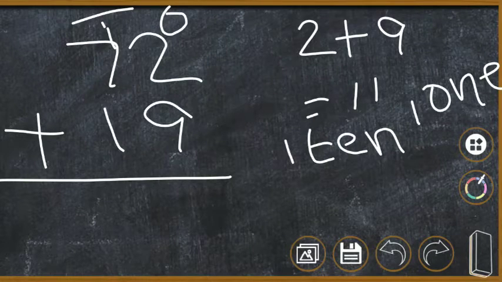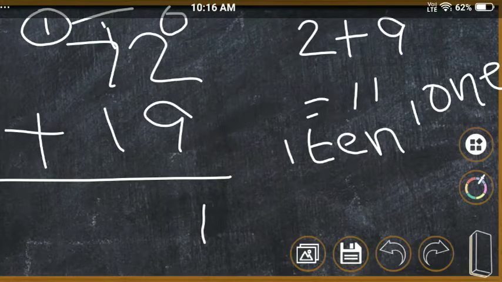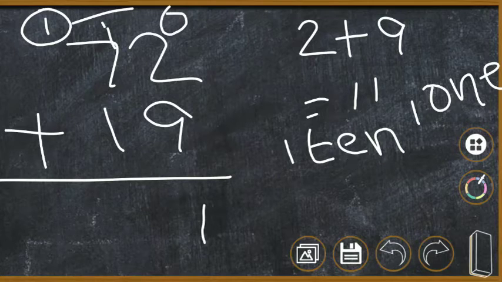Now, in the ones place, 1 is written in the ones place column and 10 is carried forward to the tens place column. Now 1 plus 7 is 8, 8 plus 1 is 9. Now the number is 91.